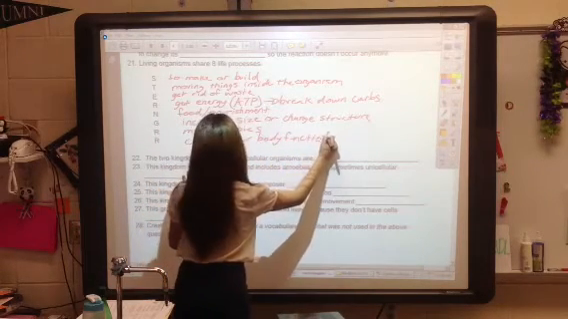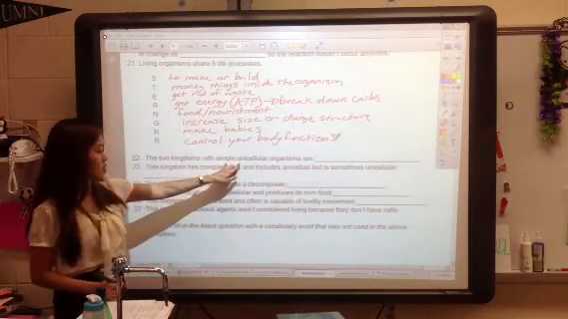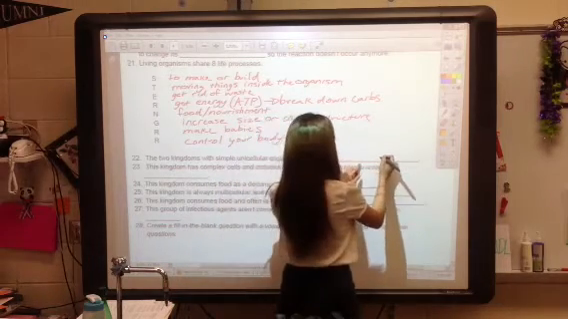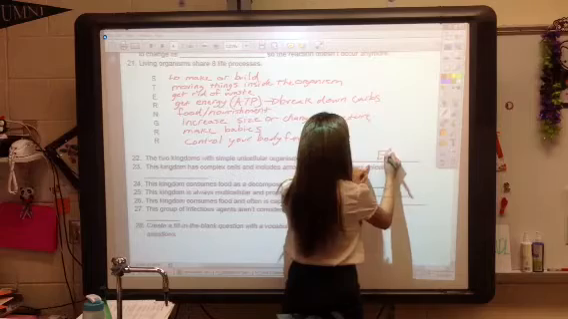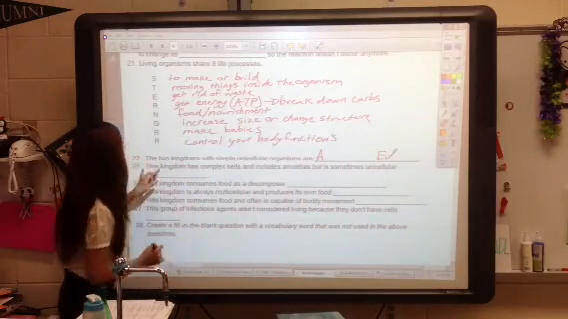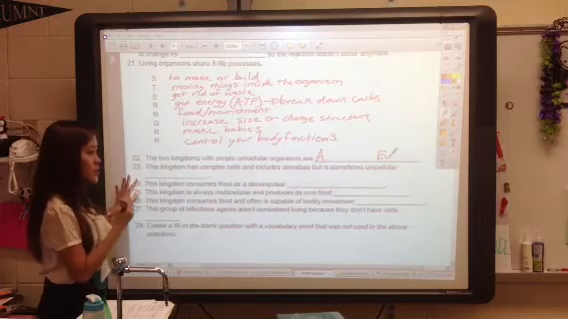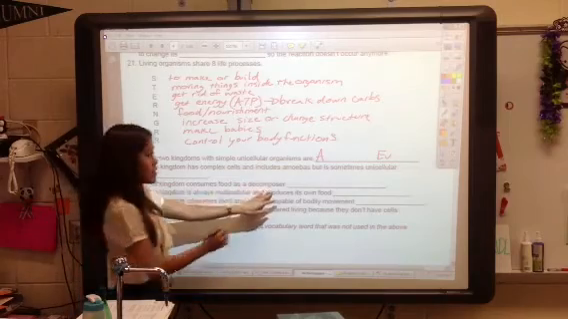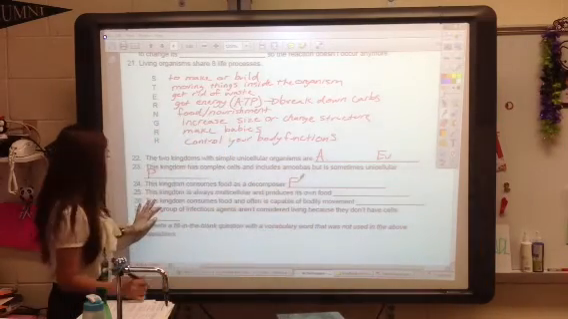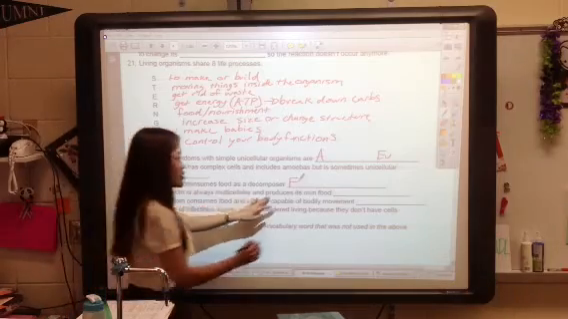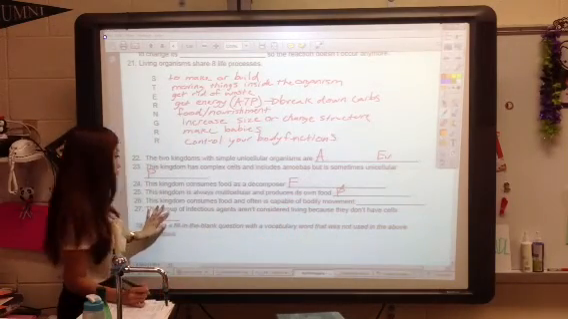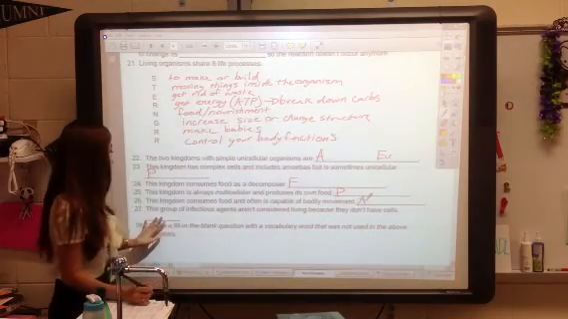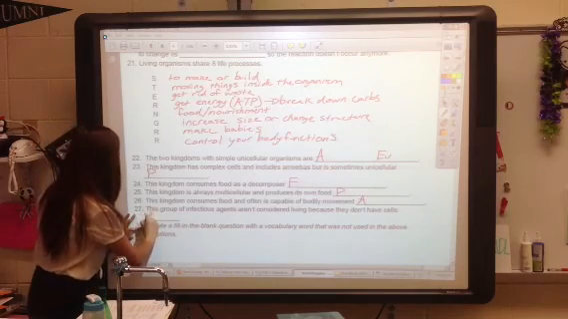I'm going to have to move through the rest of this kind of quickly. The 2 kingdoms with simple unicellular organisms are, it starts with an A and a EU. Okay, there's 2 of them. This kingdom is complex cells that include amoebas, but sometimes unicellular. This is going to start with a P. You consume food as a decomposer. That's an F. This kingdom is always multicellular and produces its own food. This starts with a P. Consumes food and capable of movement, so that's going to be A. This group of agents are considered living, are not considered living.